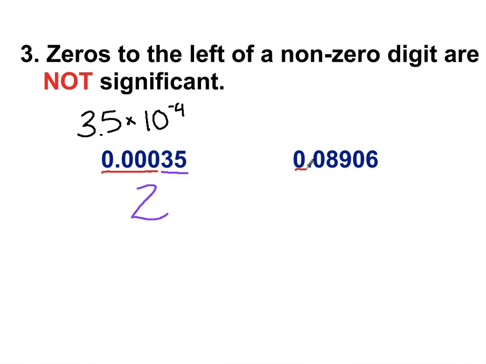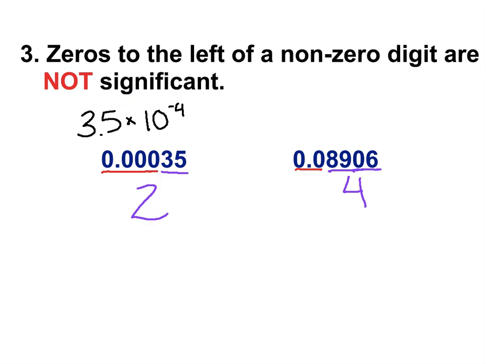Over here, we have 0.08906. Again, these zeros are leading zeros, so they are not significant. But what about this other zero, right in between the 9 and the 6? Well, it is in between 2 non-zero digits. These other numbers we know are significant because they are non-zero digits as well. So this number has 4 significant digits.